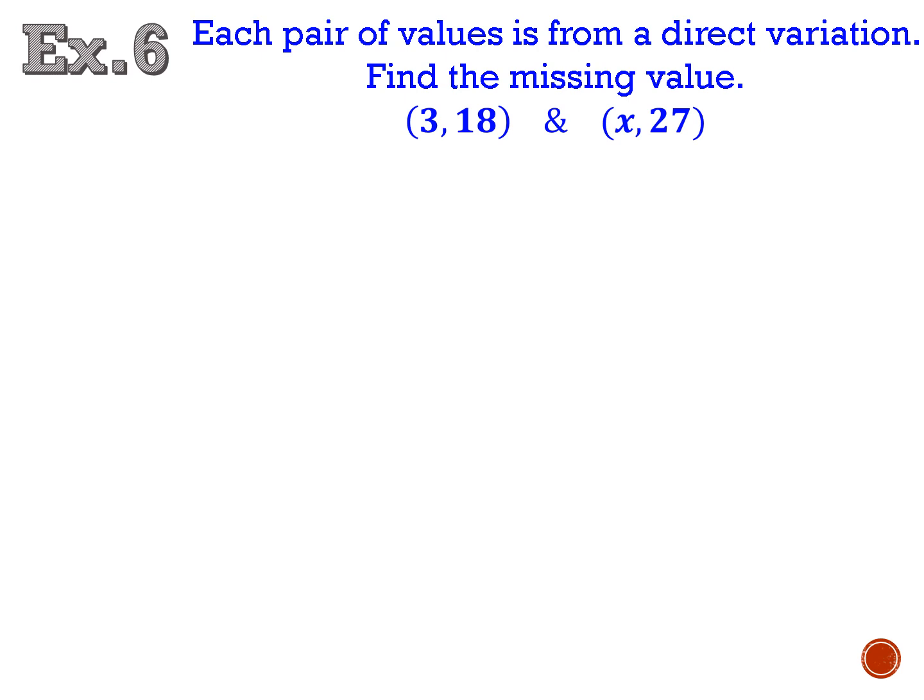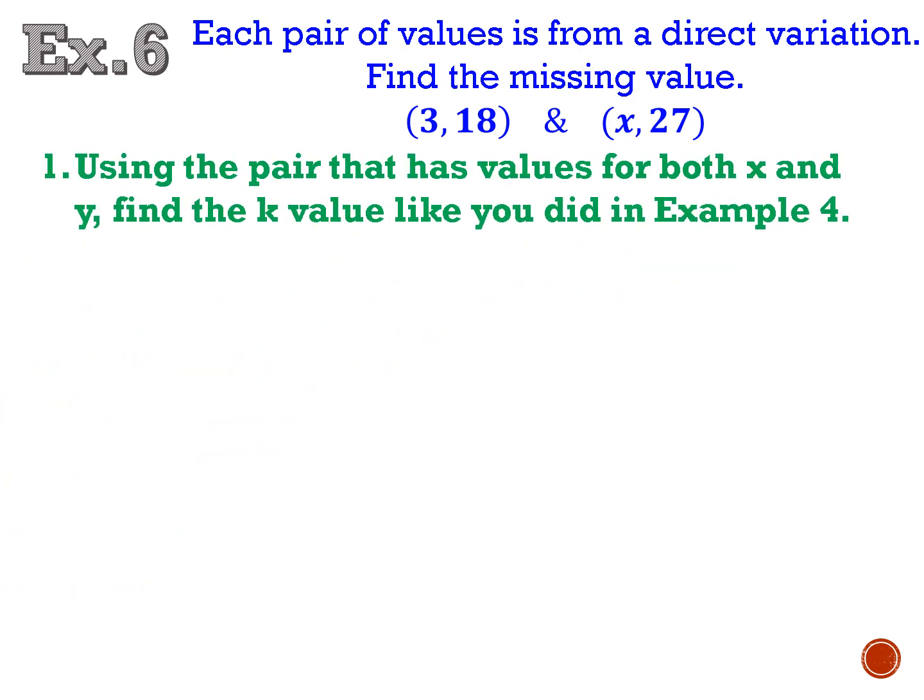But after we write the model equation, then we're going to have to plug in the value from that second coordinate to help us find out what x is. So here we got to find k. Now you're like, well, okay, how do I know which one to pick? You want to pick the coordinate value that has values for both x and y. Always pick the coordinate point that has both x and y, because you can't do anything if you don't.